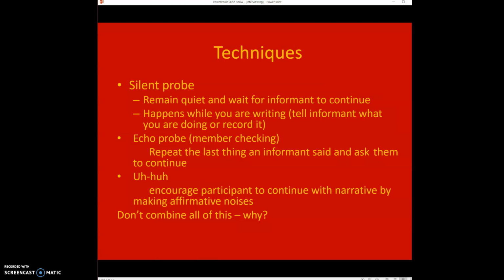The other technique is simply saying, uh-huh. It encourages the participant to continue with a narrative by making affirmative noises.